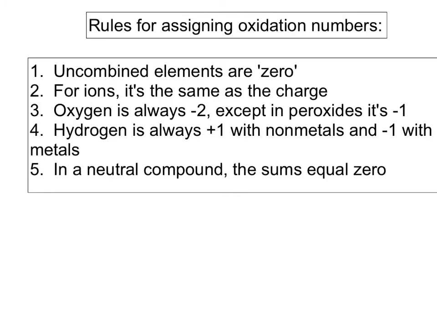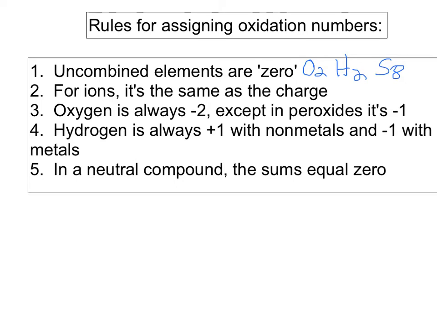The first rule for assigning oxidation numbers is that uncombined elements are 0. So the oxidation number of, for example, molecules of oxygen or hydrogen or sulfur molecules would all be 0. They're pure uncombined elements, not bonded to anything else.